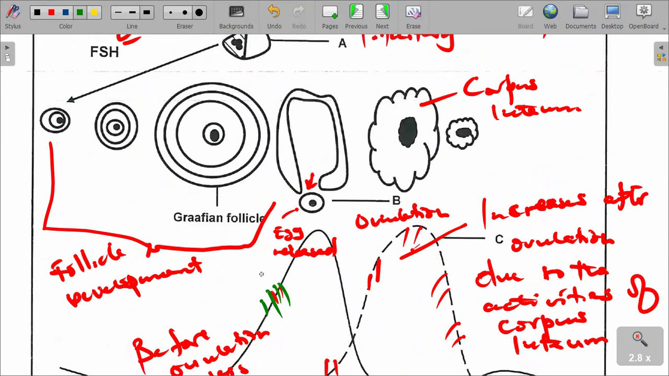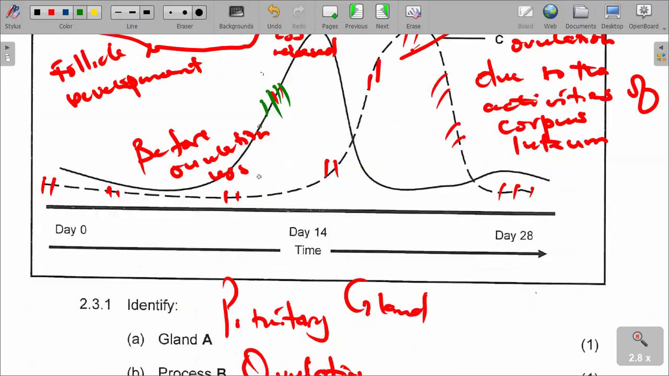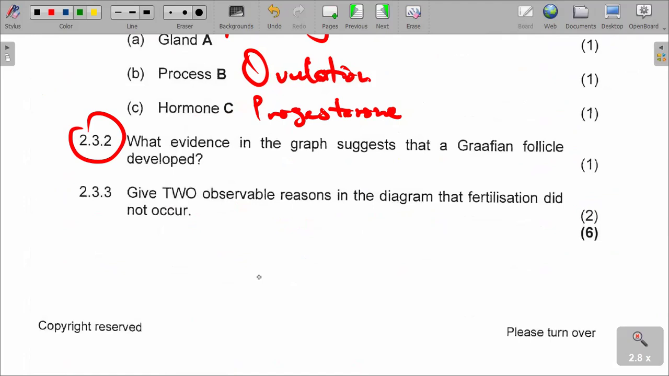So what we are saying is that oestrogen levels rise. That is one point that we can see there, the rise of oestrogen. The rising of the oestrogen hormone can be one reason which we can give.